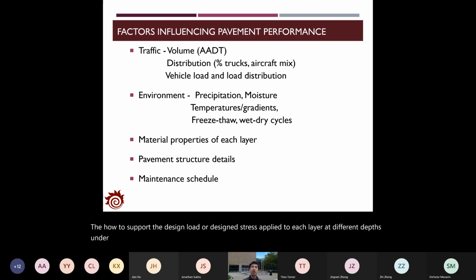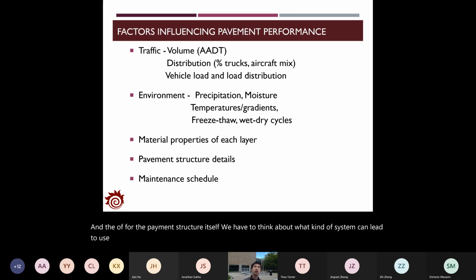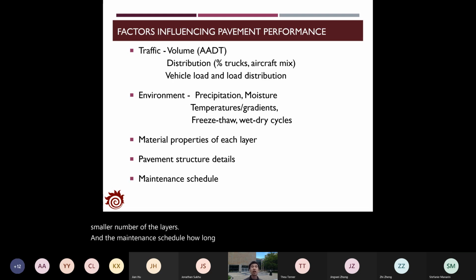And for the pavement structure itself, we have to think about what kind of system we're going to use, whether we're going to use the layered system or we just use the rigid pavement with a smaller number of layers. And the maintenance schedule, how often we have to maintain the pavement structure, and what the cost of the maintenance is every time.